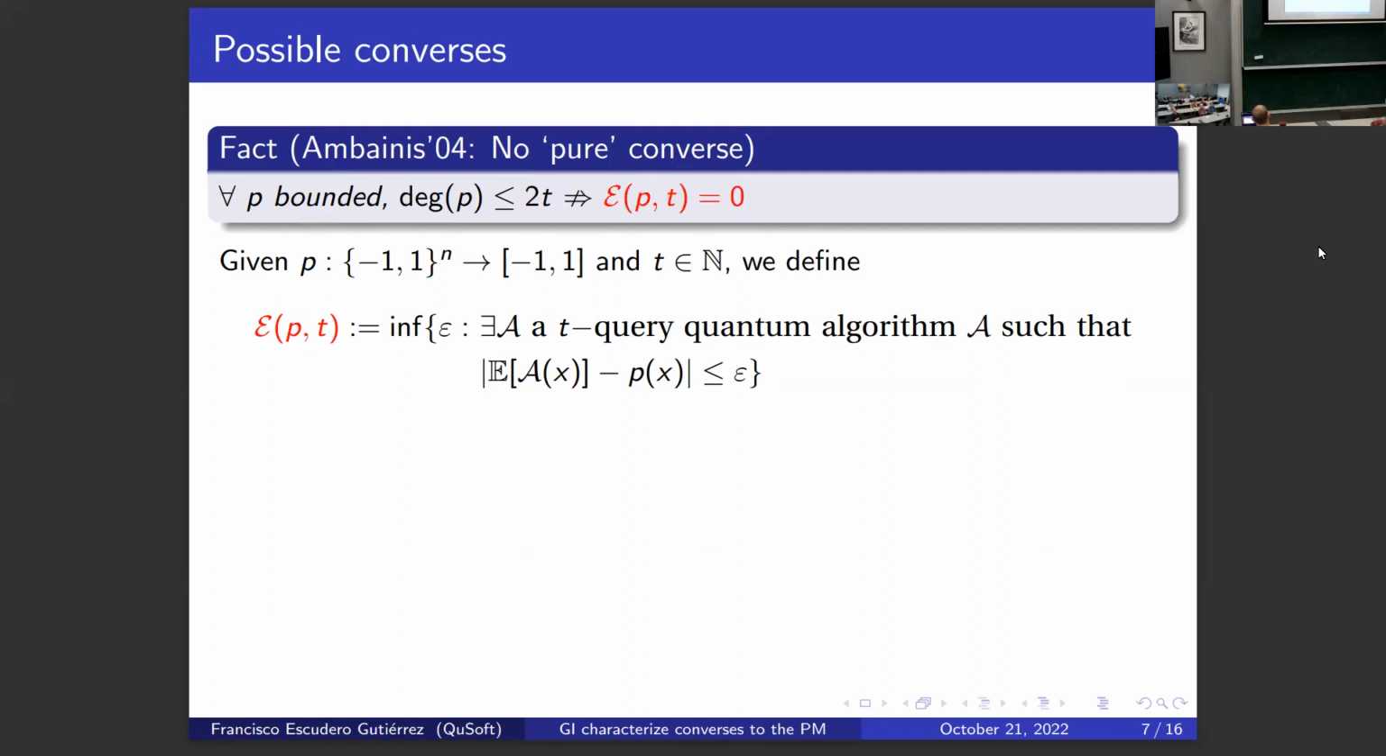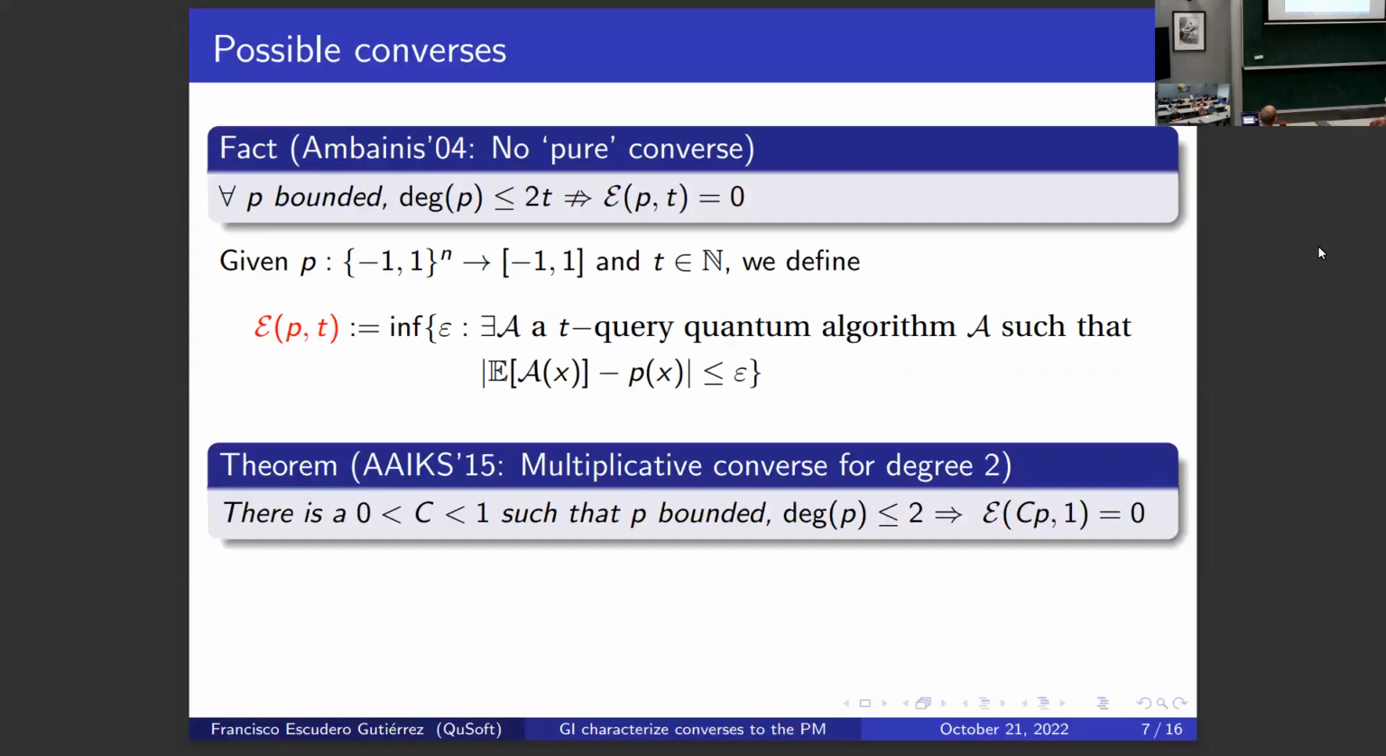So now with this definition in mind, we can restate the fact of Ambainis in this way. It is not true that for every bounded polynomial of degree at most 2t, the error of P, T is 0. This is simply another way of saying that there is no pure converse for the polynomial method. But as this slide is titled, possible converses to the polynomial method, maybe there is another way of having a statement like this that is not exactly this because it's false, but a bit weaker, but true.